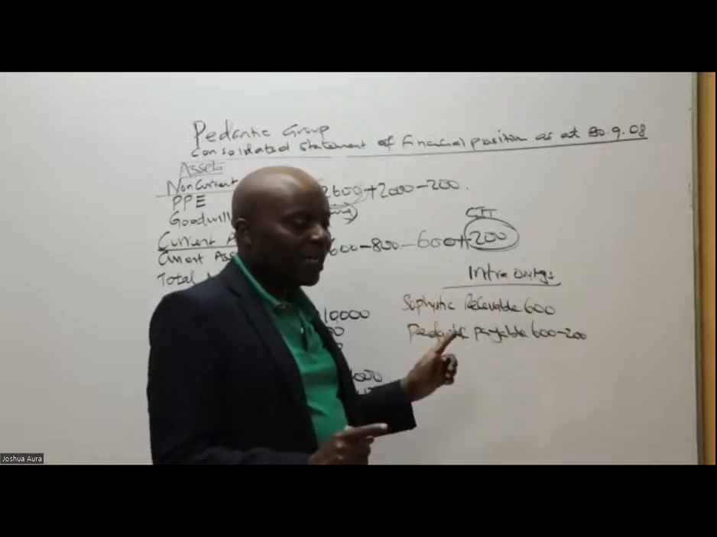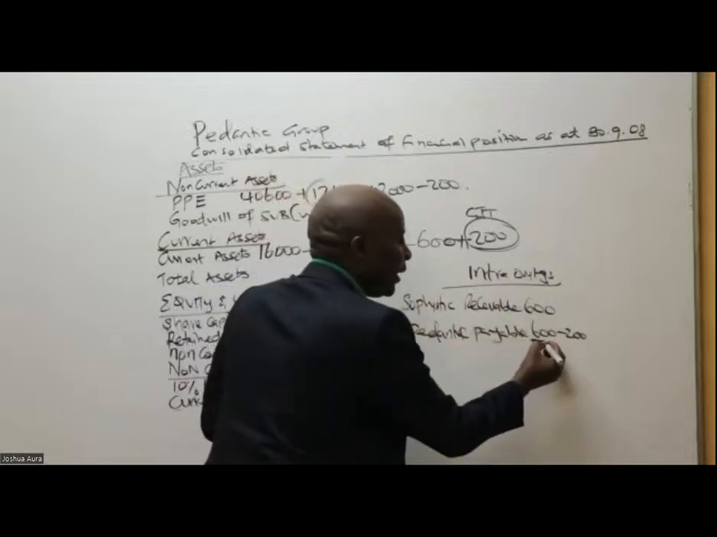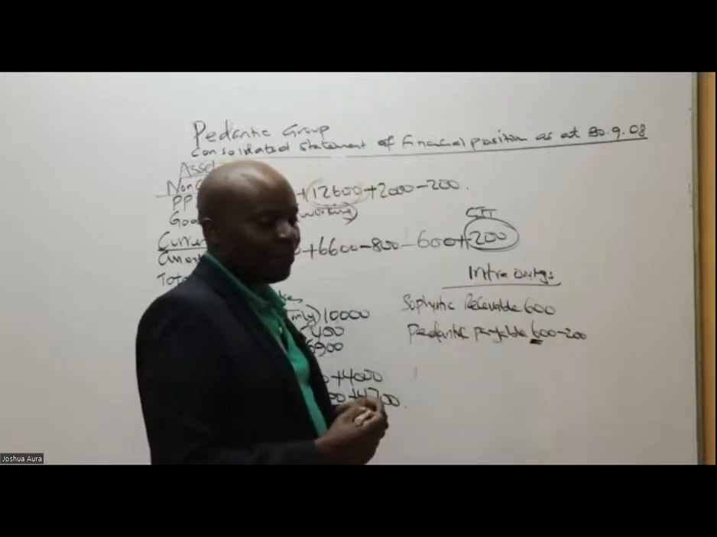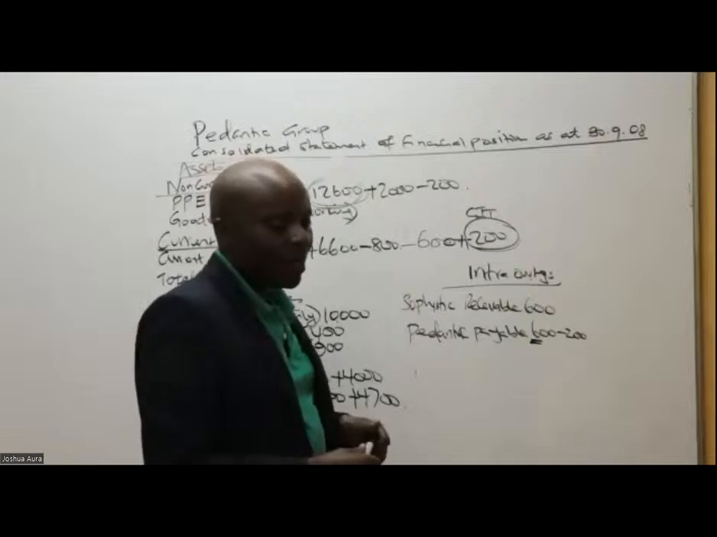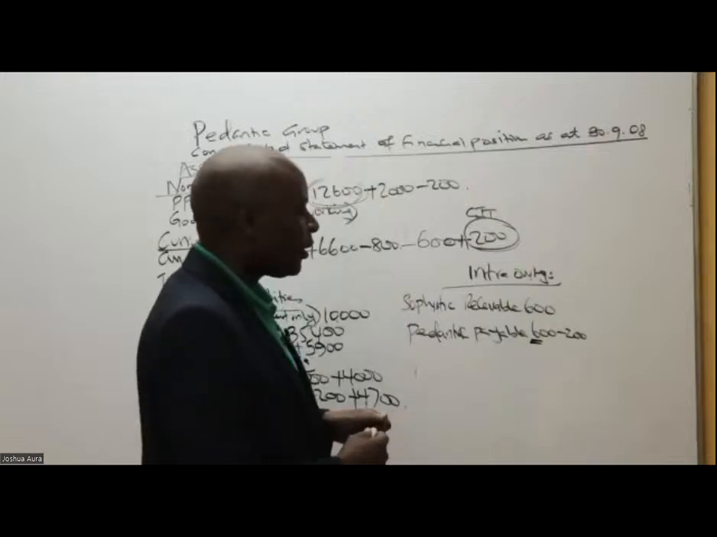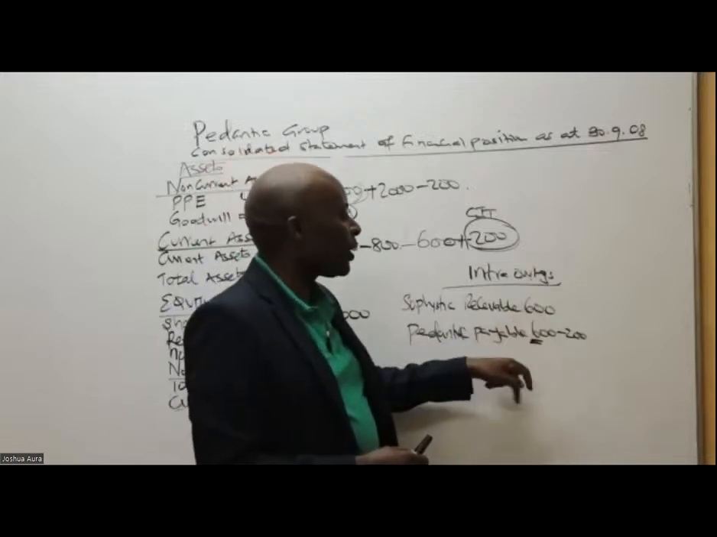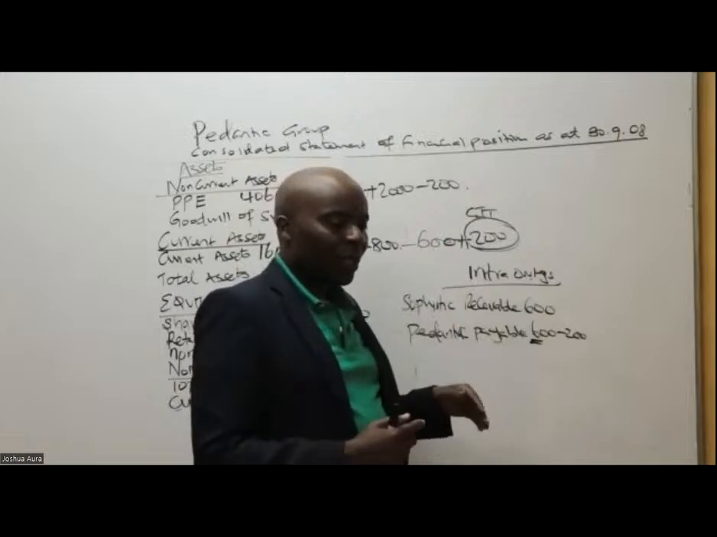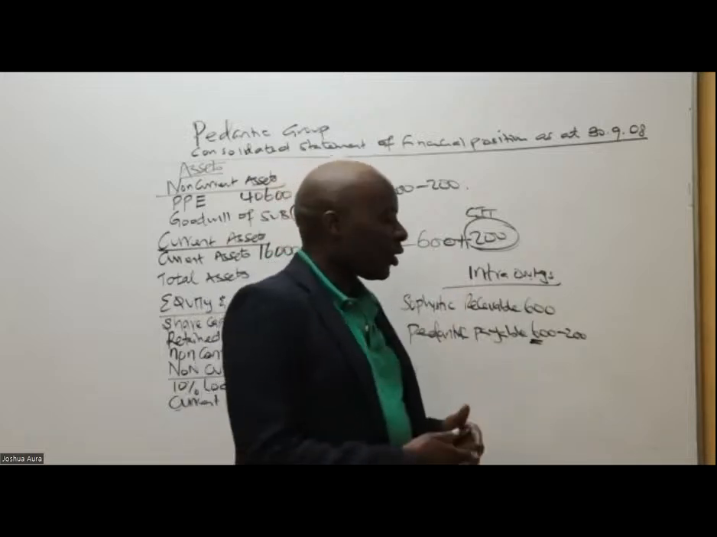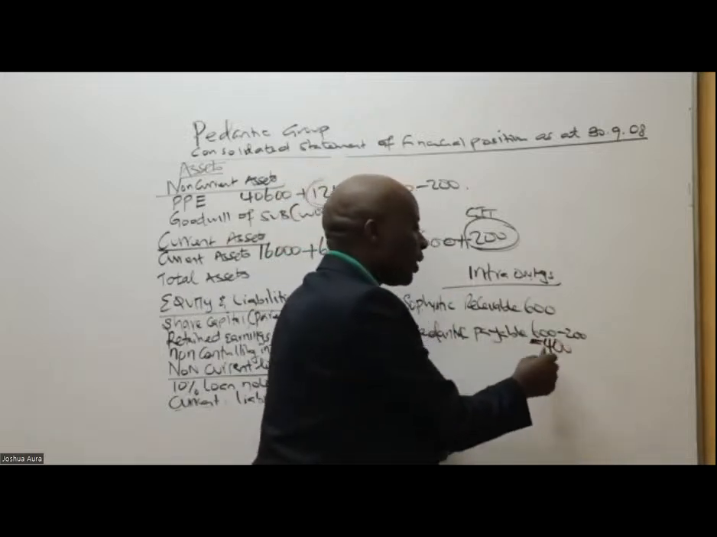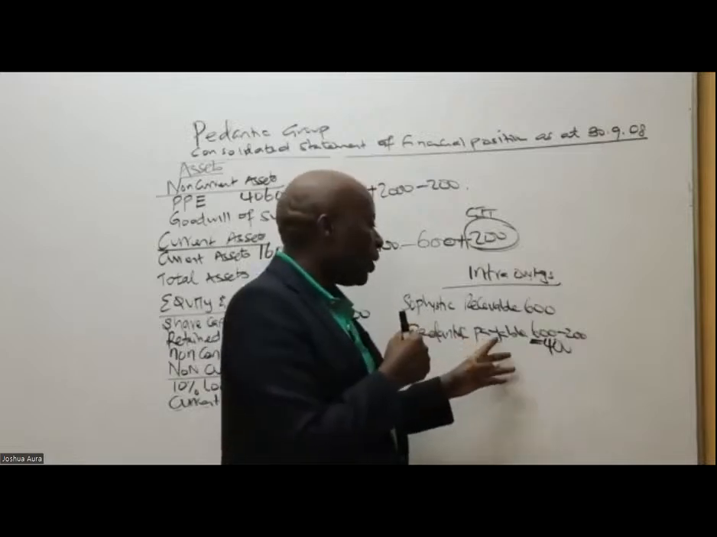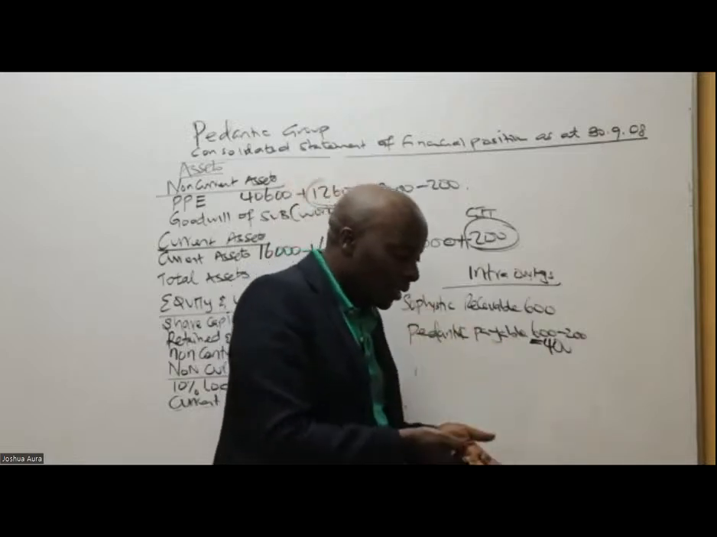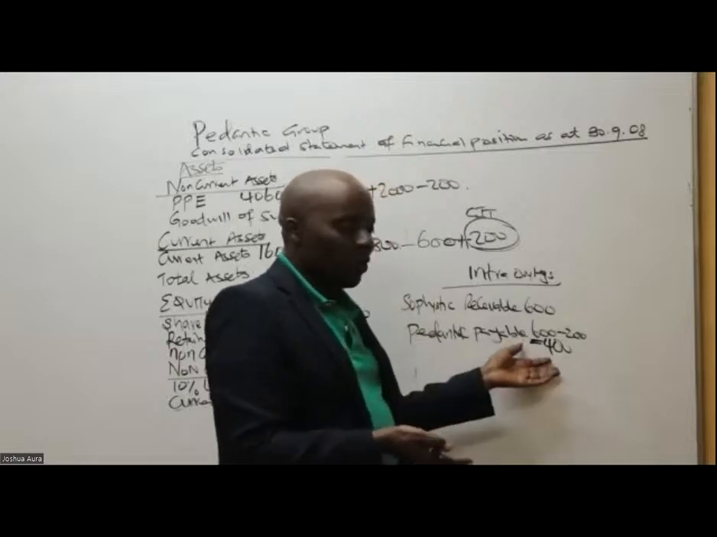Kumaanisha pedantic's payable inafaa kusoma ngapi in their books? Kumbuka initially the internal owings ilikuwa the same. Lakini pedantic imesha release 200. So wakabaki na 400. So then in their books of accounts they are saying, oh yeah, we have a payable to our son of 400.